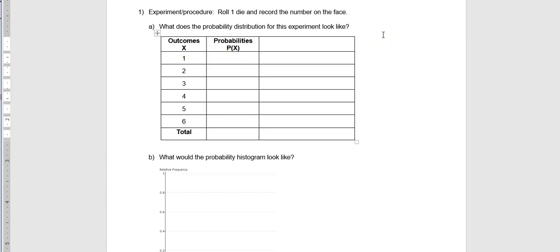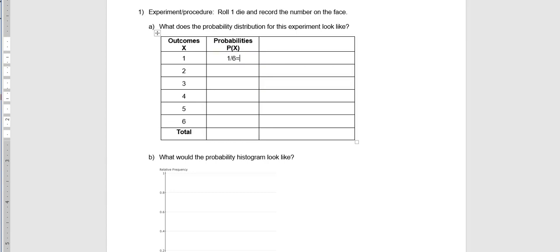To fill in our probabilities, we know we've got 6 faces. If we assume that this is a fair die, then each one of the faces is equally likely to come up. We've got a total of 6 possible outcomes. So the probability for each one is going to be 1/6.